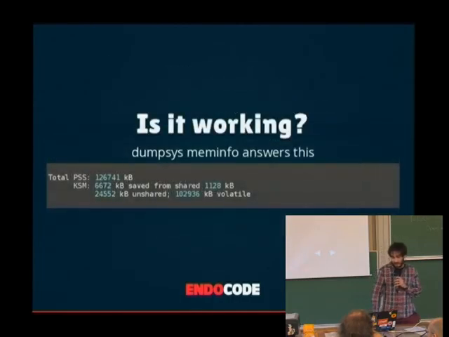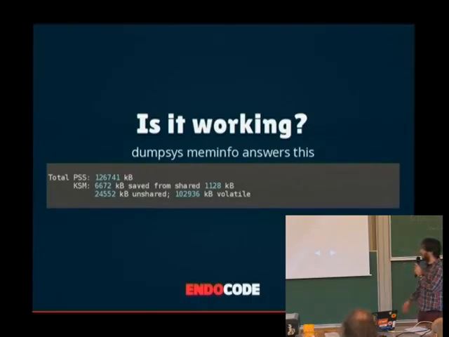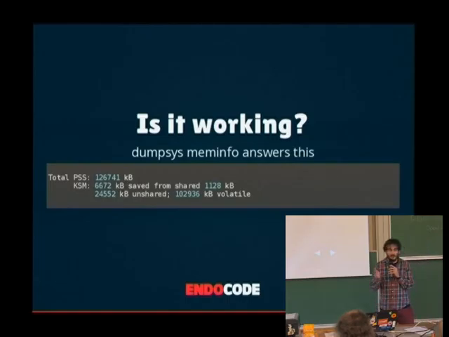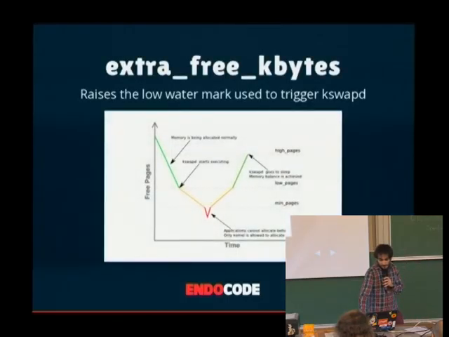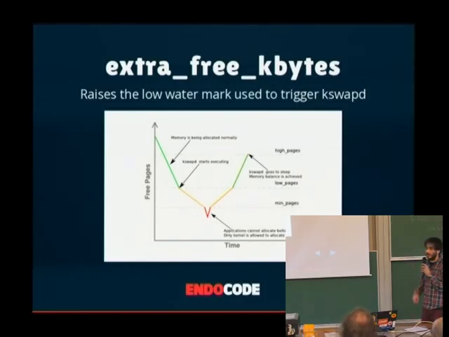And how do you find out if it's working? Well, just ask our friend dumpsys, as usual. With dumpsys, you can see the amount of memory saved and the amount of memory shared. We reach values of around 20 to 25 megs on our device if it runs long enough. The other feature I should mention: KSM is in the upstream kernel.